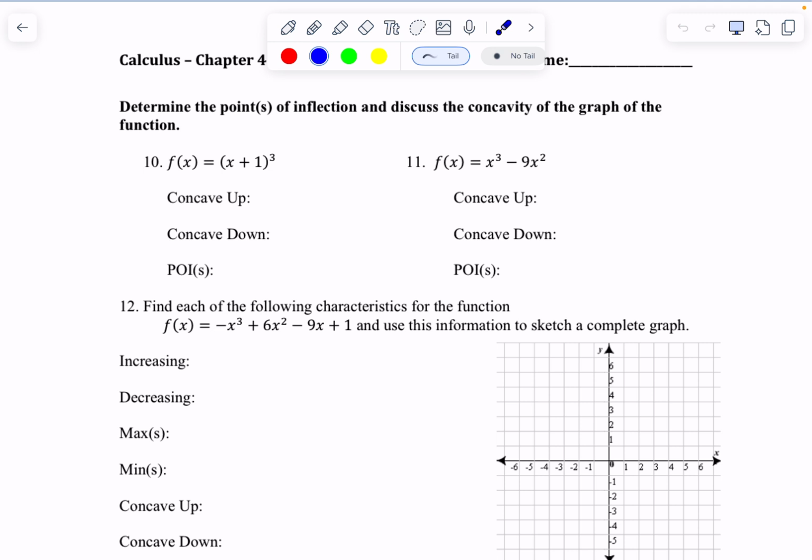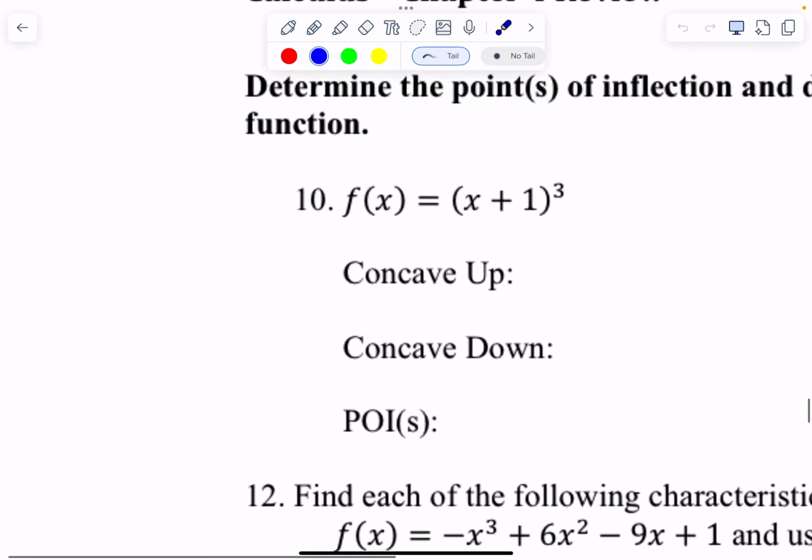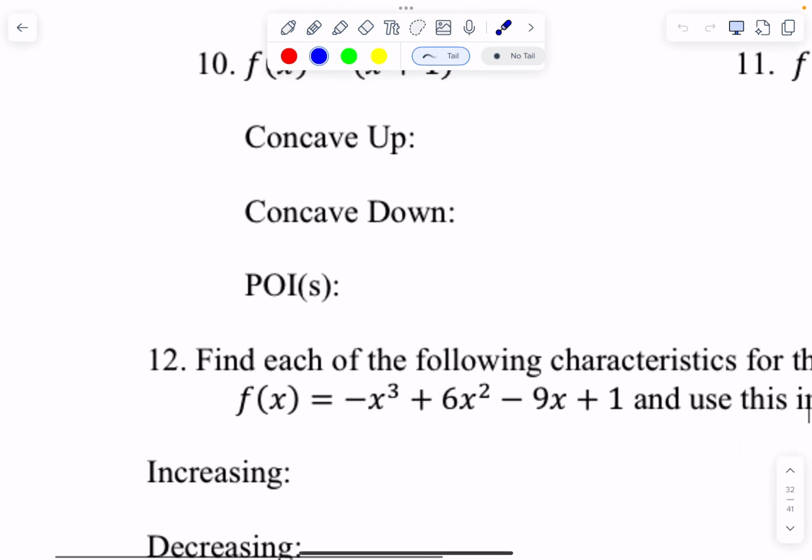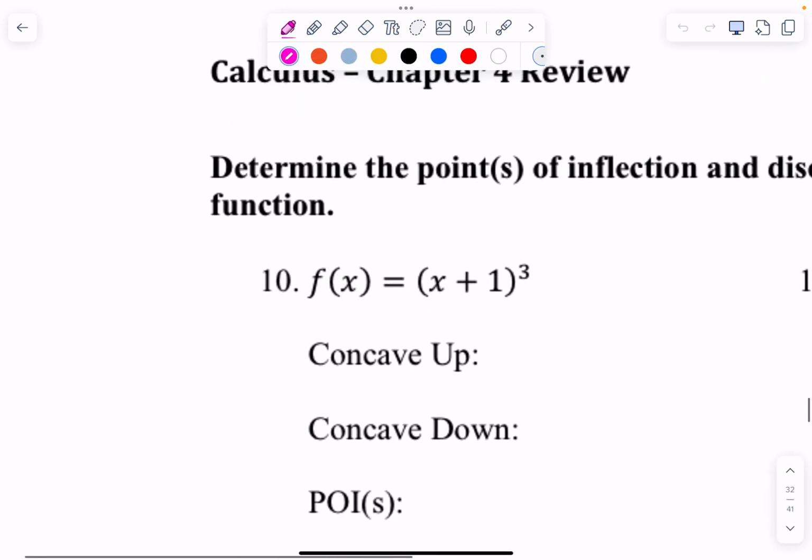Whatever. All right, we're on 10. This one doesn't have a hole. Okay, let's do 10 together, and then you can do 11 on your own. Here we go. Points of inflection. They don't even ask for increasing, decreasing. They're only asking for points of inflection. So we have to focus on the what?